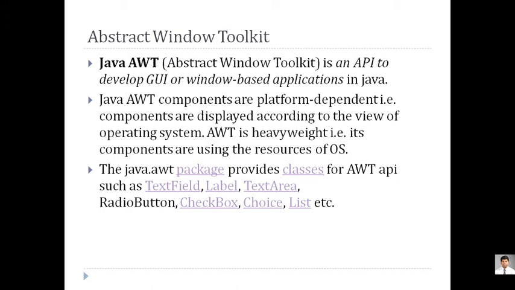Now, basically, when we talk about AWT, it is nothing but an abstract window toolkit. It is an API to develop GUI, that is graphical user interface, or a window-based application. We are only creating window-based application using AWT component. We cannot create web-based application. So that you have to keep in mind. AWT is only for the purpose of creating Windows application.